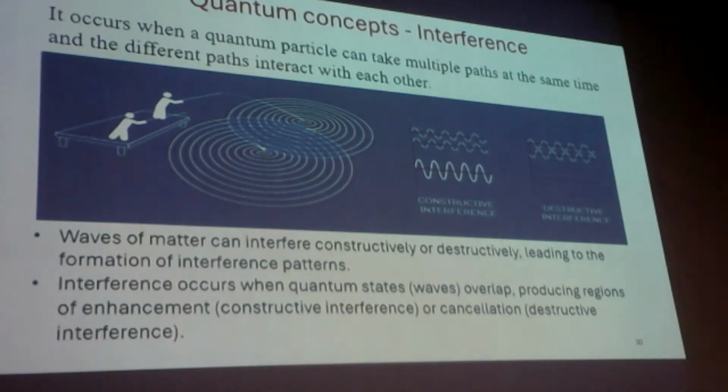So interference occurs when quantum states overlap, producing regions of enhancement, that is constructive interference, or cancellation, that is destructive interference, and that we can see on the right side, how the amplitude adds or gets deducted.